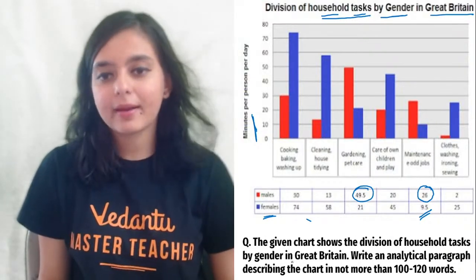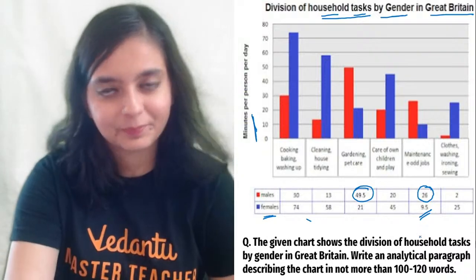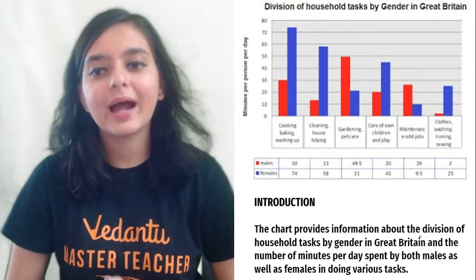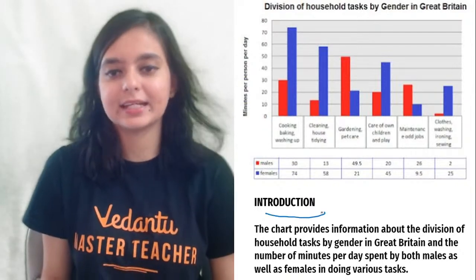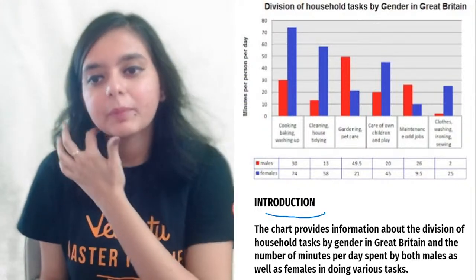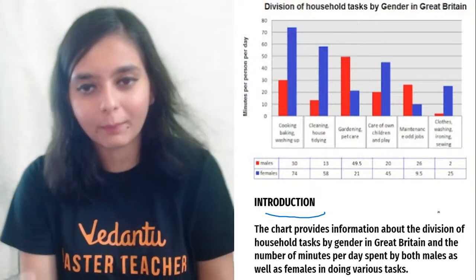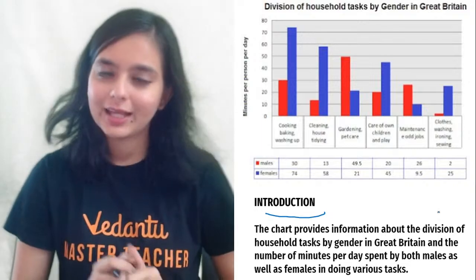Write an analytical paragraph describing the chart in not more than 100 to 120 words. All right. So now let's see the introduction. The chart provides the information. Now this is what I was talking about in the thesis statement. The chart provides information about dash dash dash. That means whatever the chart is informing you about becomes your thesis statement, which is included in the introduction.